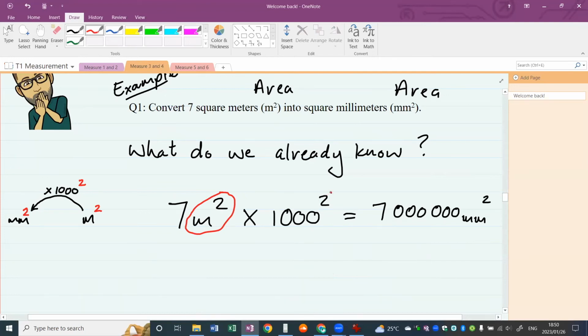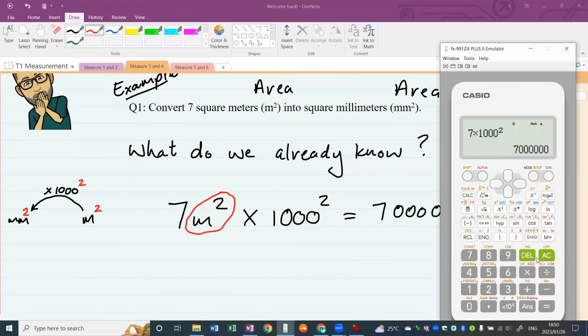But the 2 on the 1,000 belongs to the 1,000, and that must be used in our calculation. So look at my calculator.